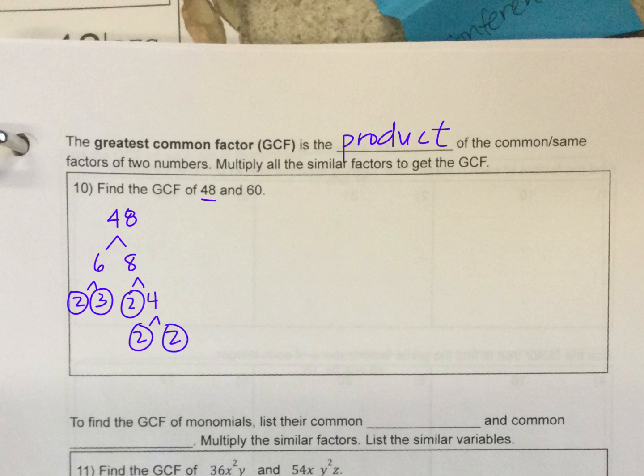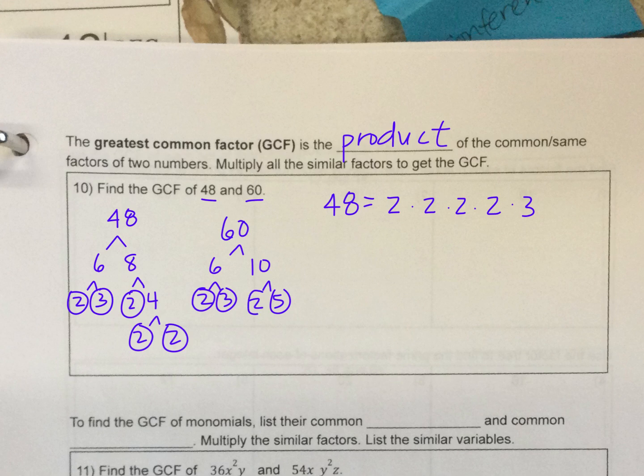Just like I have been, I'm going to write 48 right here. I got 4 2's, 1, 2, 3, 4, and a 3. Okay, now I'm going to do the 60. That's 6 and 10. That is 2 and 3. And that is 2 and 5. So 60, I got 2 times 2 times 3 times 5.